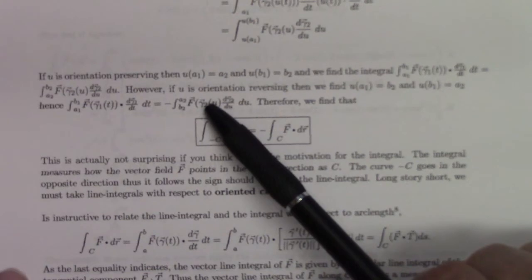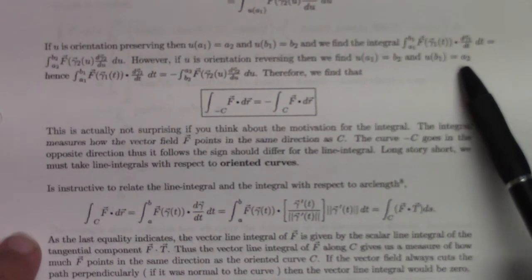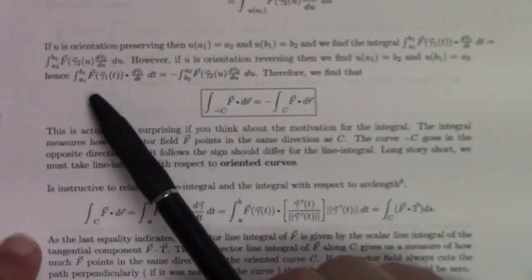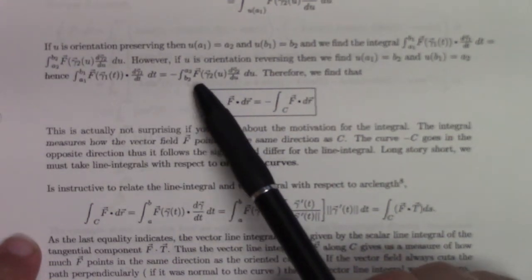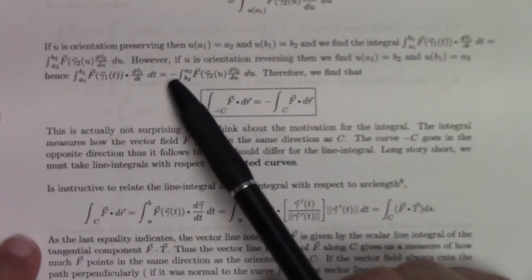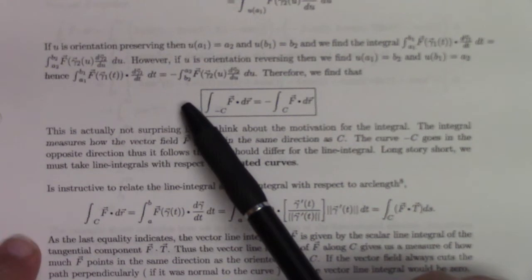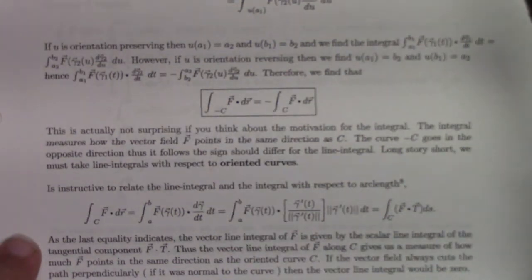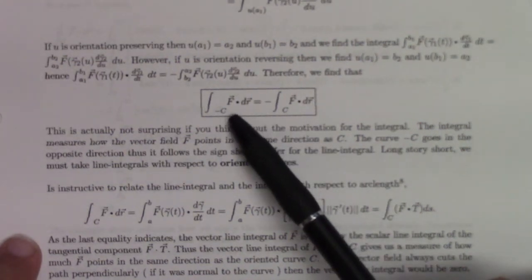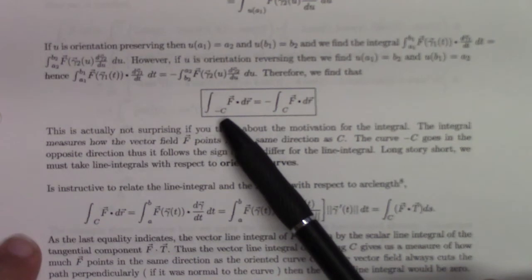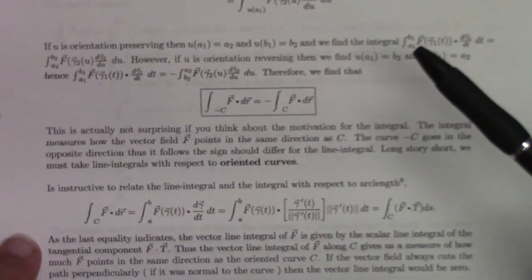If u is orientation reversing, then we have u of a1 is equal to b2 and u of b1 is equal to a2. So when we calculate this, we get the minus because I have to flip the bounds to get them back like that. In any event, we can see that the line integral with respect to minus the curve is minus the integral. So in other words, if you reverse the curve, you change the work done by a minus.